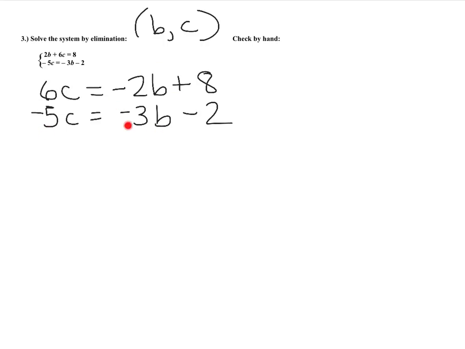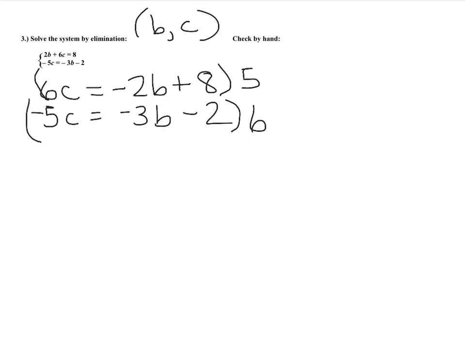If I wanted to eliminate the b, well, I need to think about, well, what multiple do 2 and 3 have in common? Well, that would be 6. And since they're both negative, I would need to multiply one of them by a negative number so that I have one positive and one negative. Okay, so if I wanted to eliminate the b, I would need to multiply the top by 3 or negative 3 and the bottom by 2 or negative 2. But you'd only want to multiply one of them by the negative. So I'm going to go ahead and just eliminate the c. So to do that, I'm going to multiply the top by 5, and I'm going to multiply the bottom by 6. All right? And again, you didn't have to do it this way.